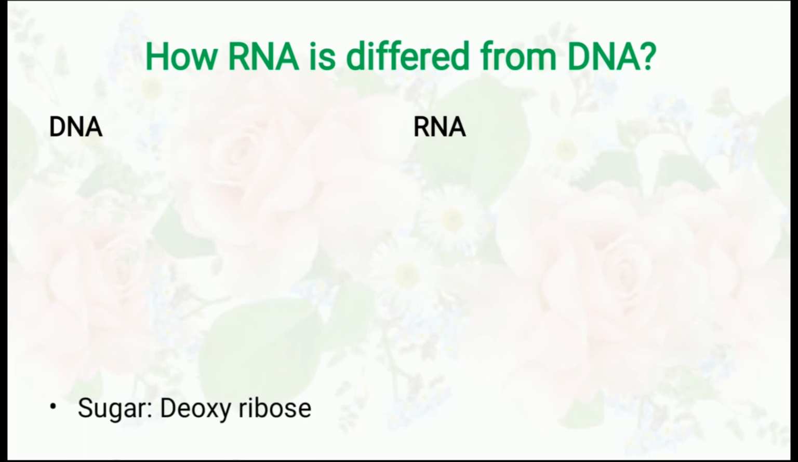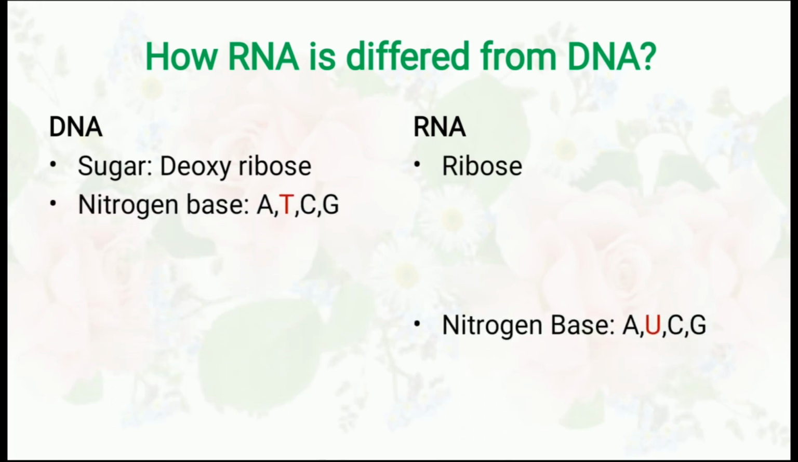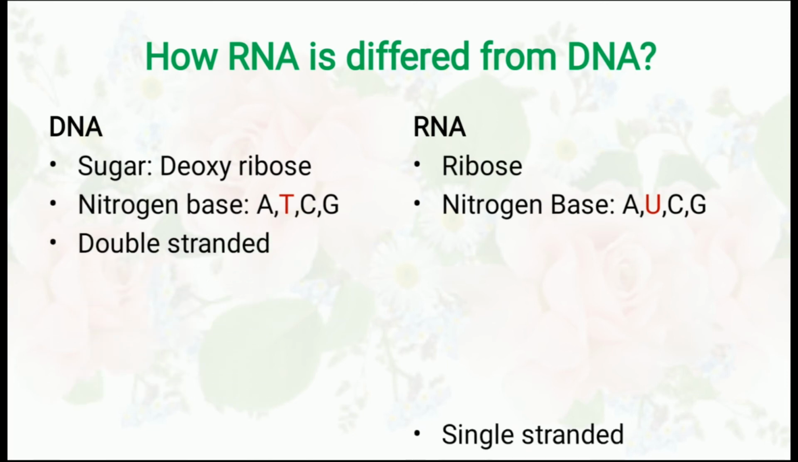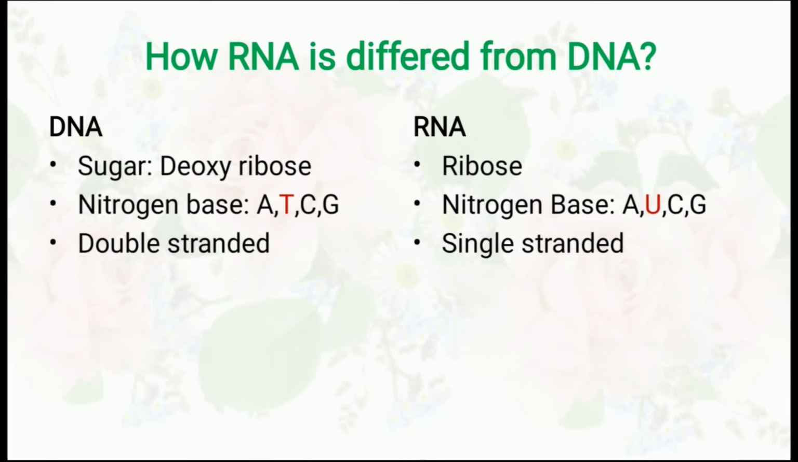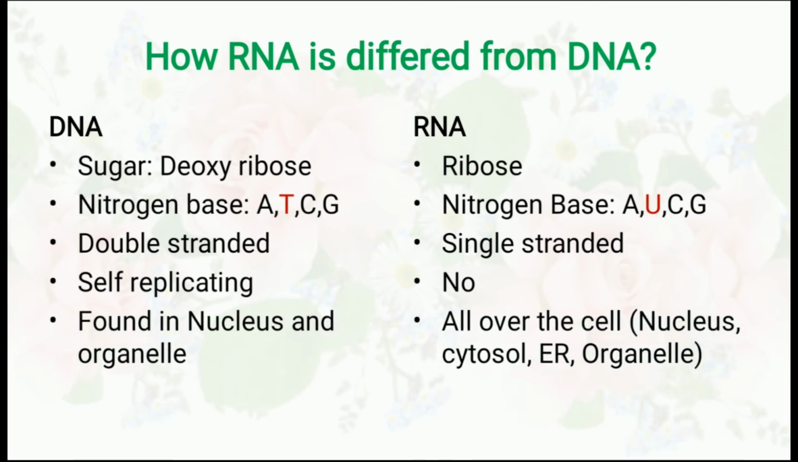Now we will see how RNA differs from DNA. The sugar is deoxyribose in DNA and ribose in RNA. Nitrogen bases are ATCG in DNA, AUCG in RNA, and DNA is double stranded, RNA is single stranded, and DNA is capable of self-replicating, mostly RNA is not. And DNA is found inside the nucleus and organelles, whereas RNA is found all over the cell including the cytosol. And DNA is more stable compared to RNA, and RNA is a labile molecule.